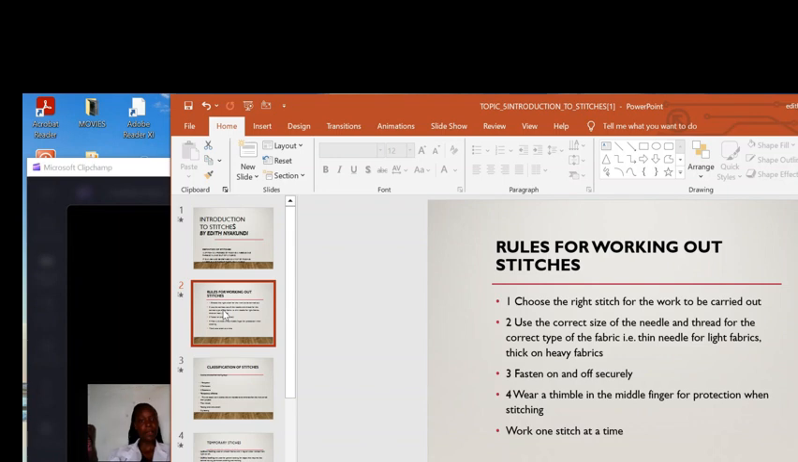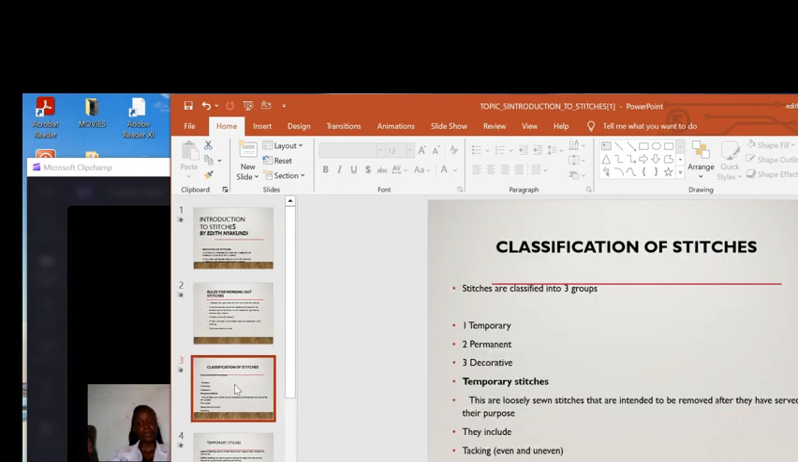Number three, fasten on and off securely. Number four is wear a thimble in the middle finger for the purpose of protection while stitching. The last one is work one stitch at a time for the purpose of neatness.